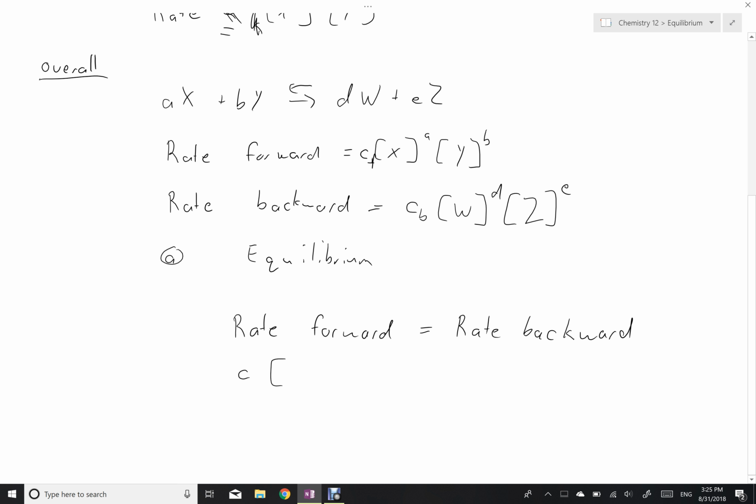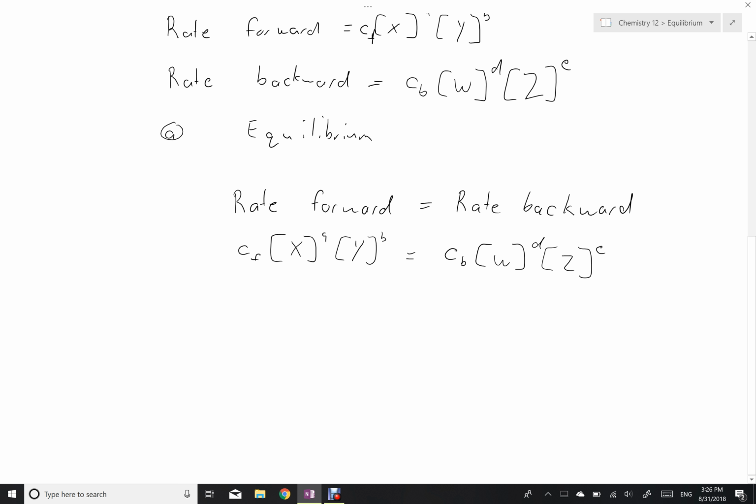So C X to the A and Y to the B is equal to, so that's C forward, C of the reverse or backwards, W to the D, Z to the E. Now we're going to set this up in a specific way. We're going to bring all of our constants over to this side and all of our variable stuff over to this side.